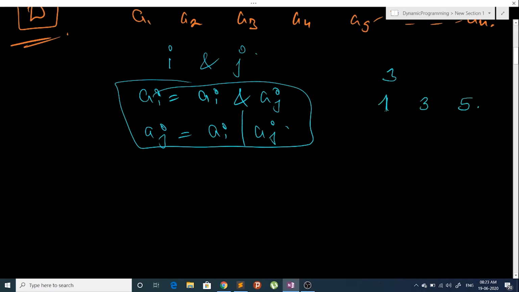Now let's write these numbers in binary form: 0 0 1, 0 1 1 and 1 0 1. Now what if I choose this index and this index? What will be my result here? So I have chosen 0 1 1 and 1 0 1.